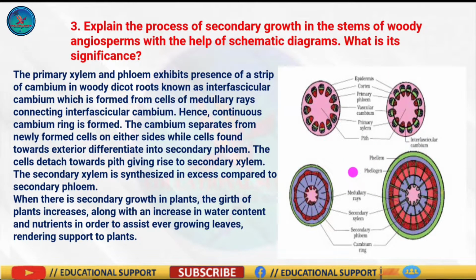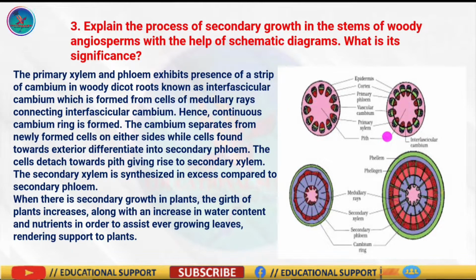So this ring of vascular cambium divides to cut off cells both on the inner side as well as the outer side. The cells cut off on the outer side are secondary phloem and on the inner side are secondary xylem. The structure of secondary xylem and secondary phloem is similar to that of primary xylem and primary phloem. With the increase in secondary tissues, the primary xylem and the primary phloem get crushed.